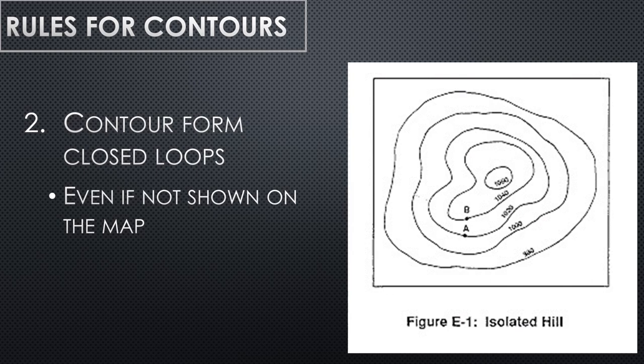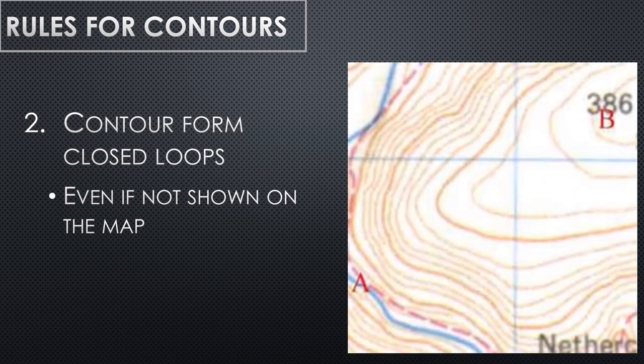Second rule, contours form closed loops. Even if it's not shown on the map, it will form a closed loop. So this is the same hill, just using a different part of the map. But even if we can't see it, we can determine that it is a closed loop.